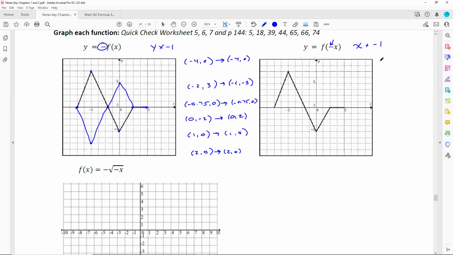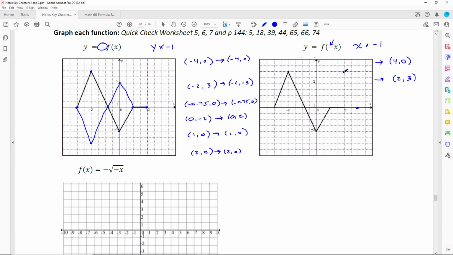So we have negative 4, 0. I'm taking all the x values and multiplying them by negative 1. So now it's going to be positive 4, 0. So this point here goes to positive 4, 0. We'll do them one at a time. We have the point negative 2, 3 would go to 2, 3. So this point here at negative 2, 3 would go over here to 2, 3.